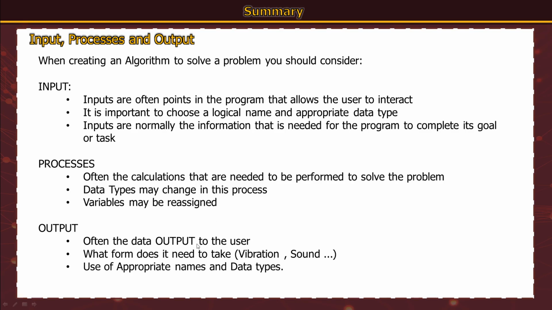Okay. Outputs. Often outputs are outputted to the user in the form of feedback. Okay. There's a number of things like that. So it could be correct, you got the answer right, or it could be in a less subtle form, such as vibration through the gamepad, sound played through speakers, or a physical movement that you can see on the screen of the character moving. Okay. Again, with outputs, it's important to use appropriate names and data types for the same reason I mentioned with inputs.